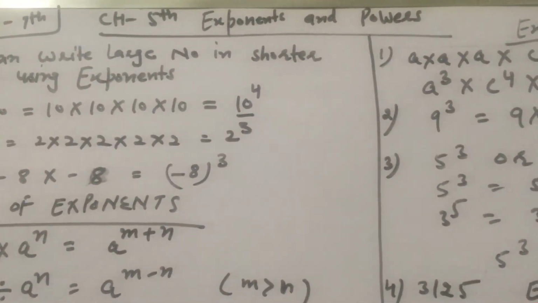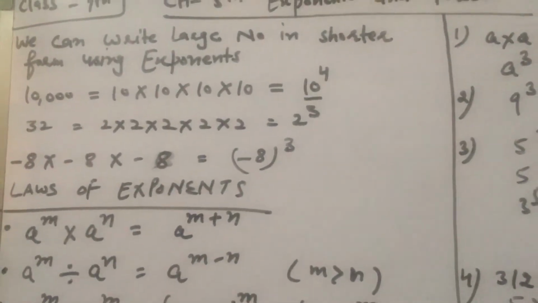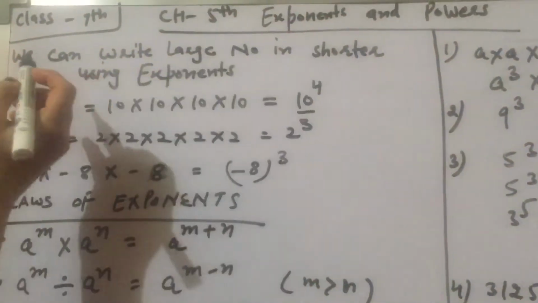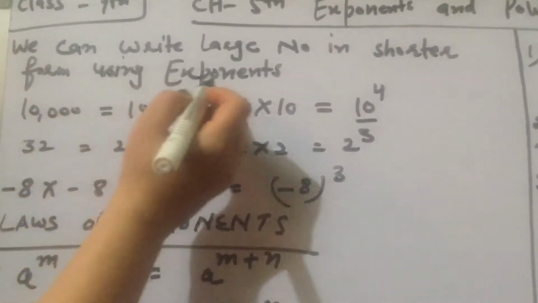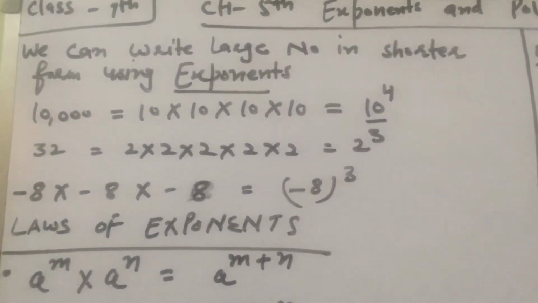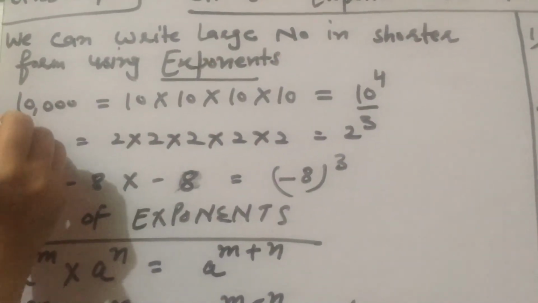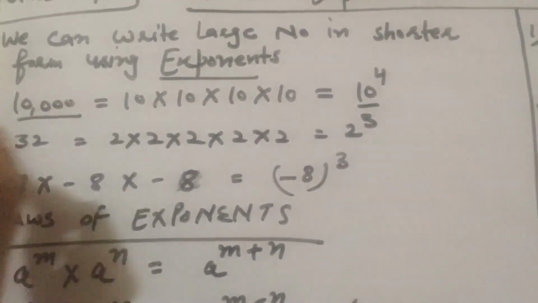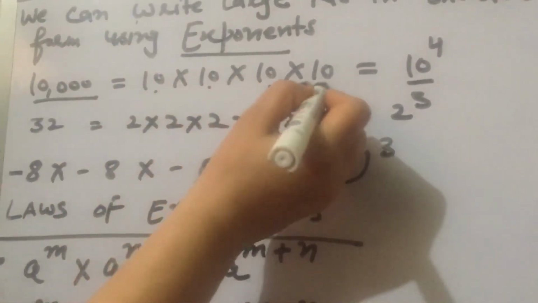Today we are going to start chapter 5, exponents and powers. Now, what are exponents? We can write a large number in shorter form using exponents. How can we write a larger number in short form using exponents? For example, 10,000. 10,000 we can write as 10 into 10 into 10 into 10.